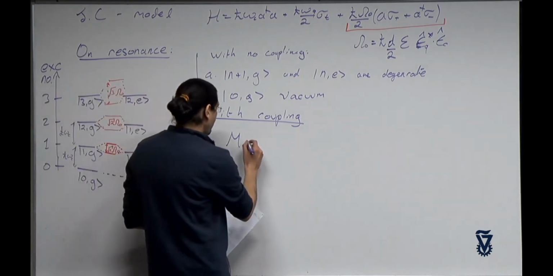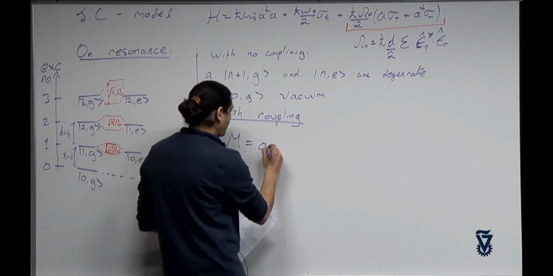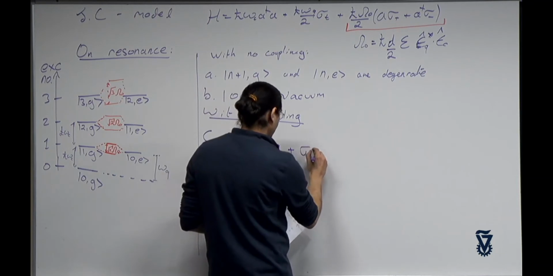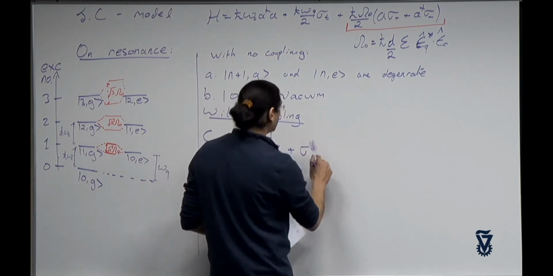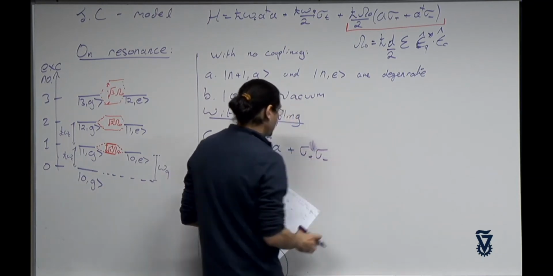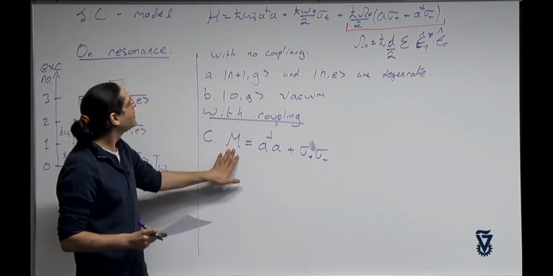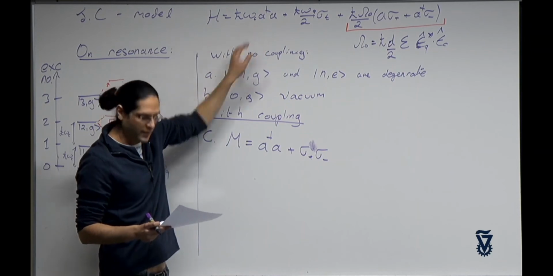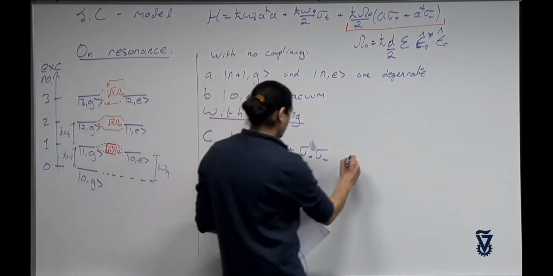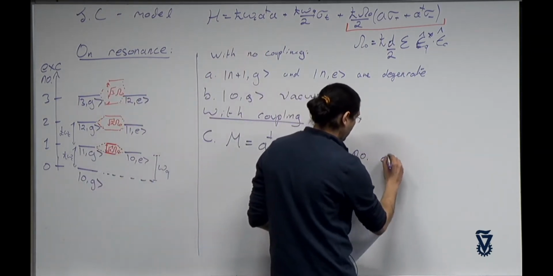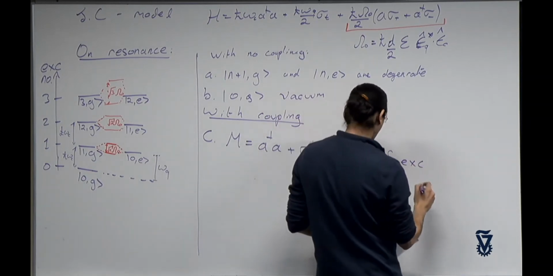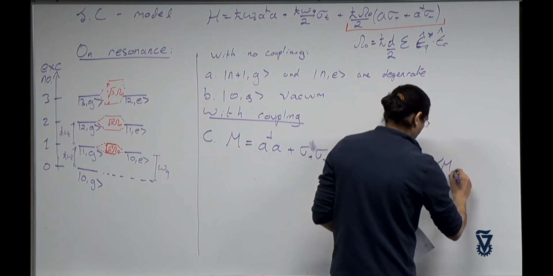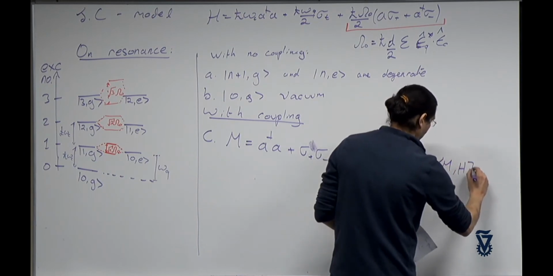And you can see it by the fact that if we define an operator M, A dagger A, plus sigma plus sigma minus, you can see that M commutes with this Hamiltonian. Okay, so this is the number of excitations, and M commutes with our Hamiltonian.